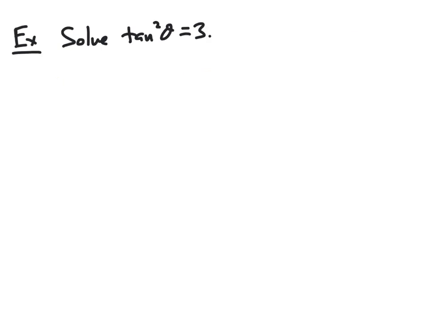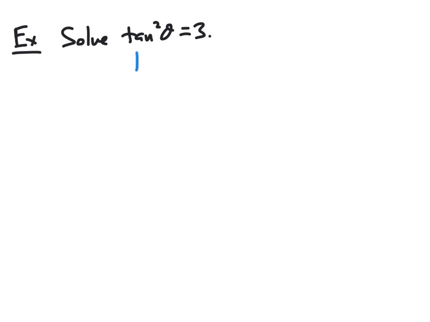Now we'll take a look at an example of a trig equation involving the tangent function. Most of the same rules apply. The only difference is that we need to remember that the tangent has a period of pi, not 2 pi. And so the first thing we want to do with this example, where we want to solve tangent squared of theta equals 3, is isolate tangent of theta.